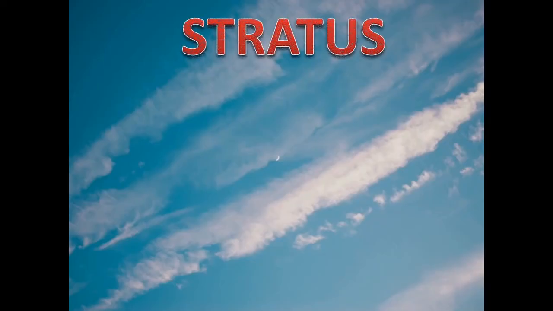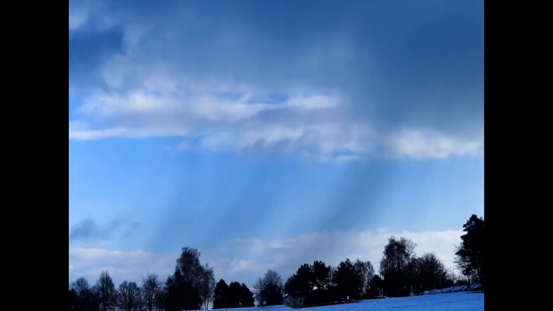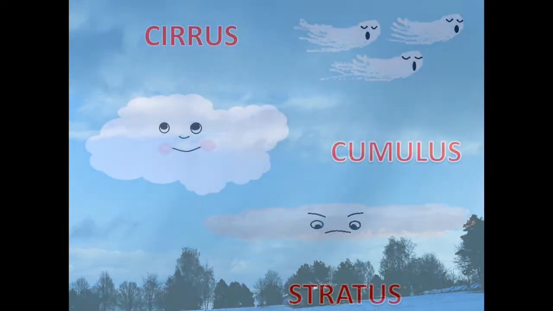And these clouds are stratus clouds. They are low clouds that look like blankets in the sky. The word stratus means layers, so think of them like layers or blankets of clouds. They can be almost white to dark gray in color, and they often bring rain or snow.